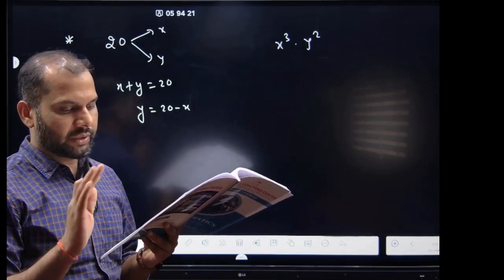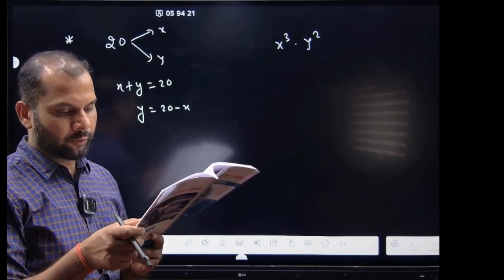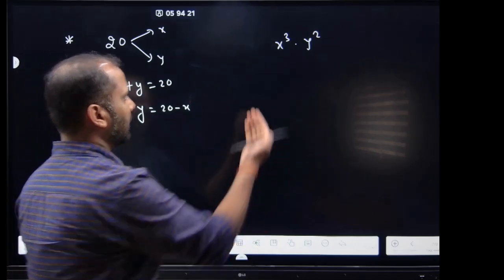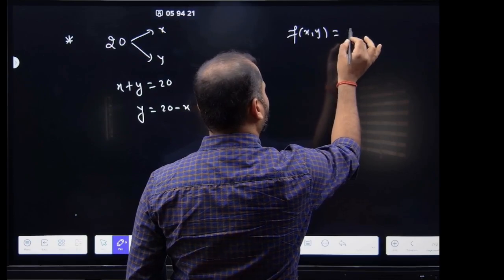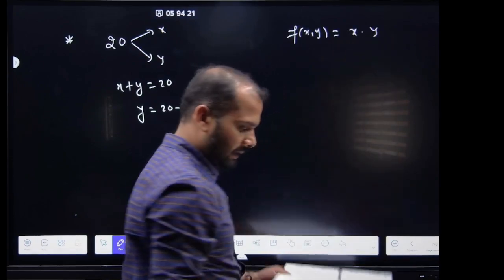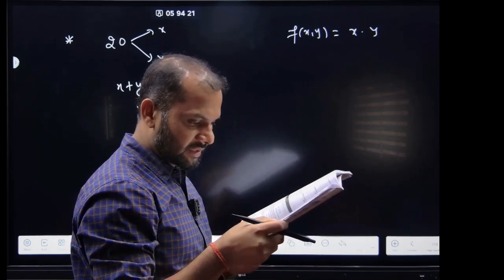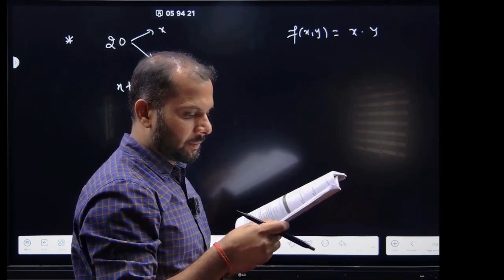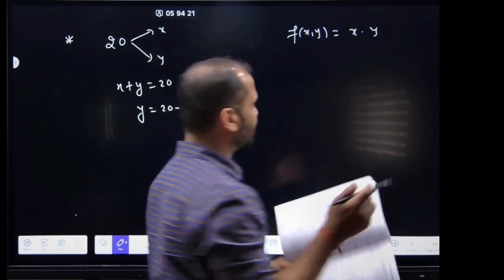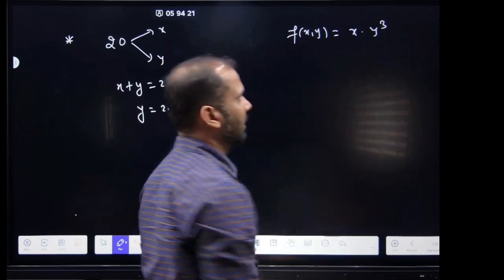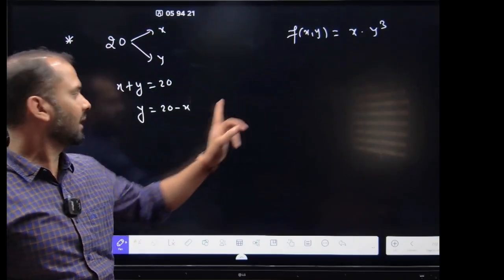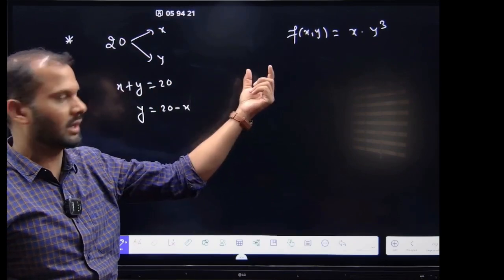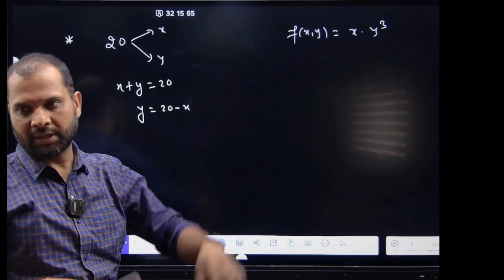Now we have to divide this 20 into 2 parts such that product of one part and cube of the other part is maximum. What is the function of x comma y? Product of first part and cube of the second part, right. This is the function they are asking you to maximize. Product of the first part, whatever it is, and cube of whatever the second part is, we have to maximize.